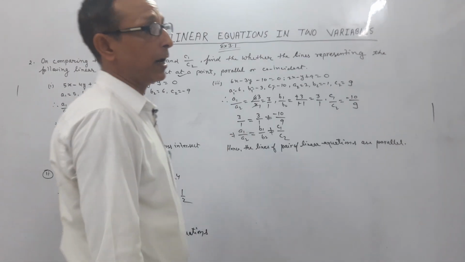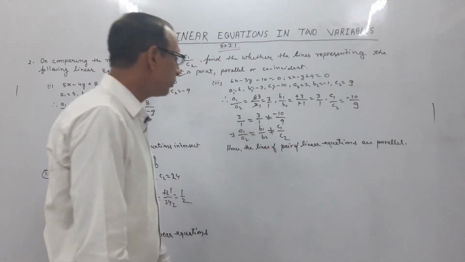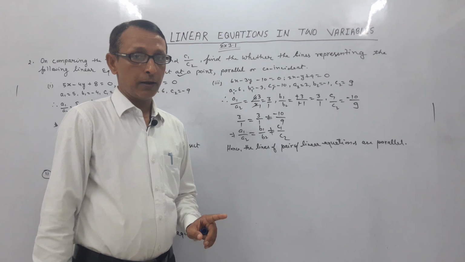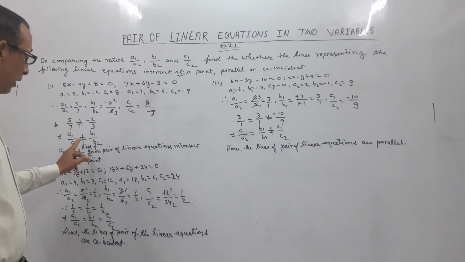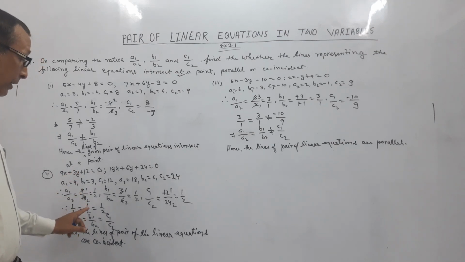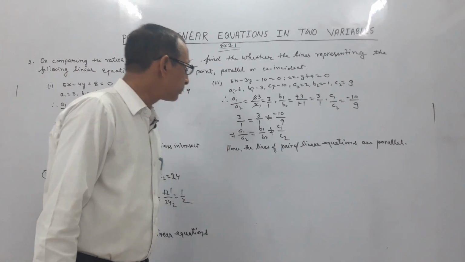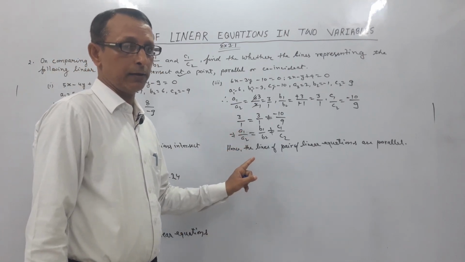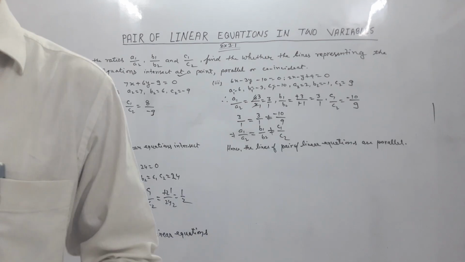अब देखिए, this is the example of parallel, means no solution. A1 by A2 equal to B1 by B2 does not equal to C1 by C2. That means no solution, means lines are parallel. So now, first is the example of unique solution, means intersect at a point. The second is the example of coincident, means many solution, means all three are equal. And third is the example of no solution, means lines are parallel. Did you understand? Okay. So now next question is question number 3.